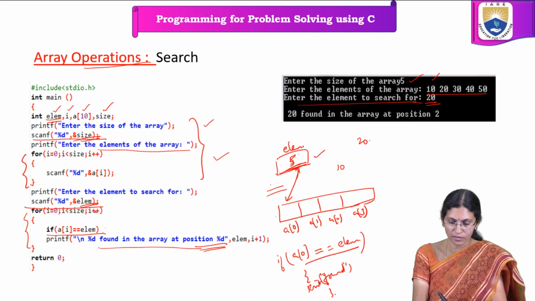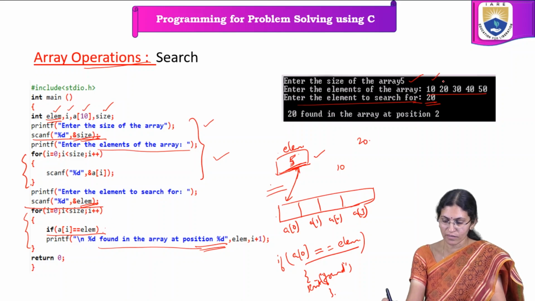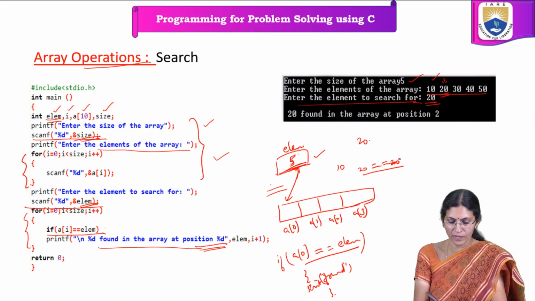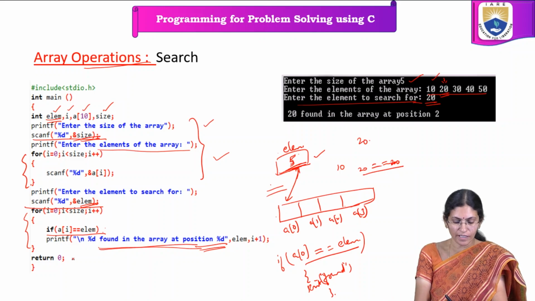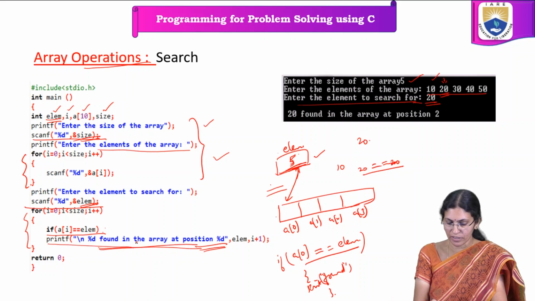Now the I value will be incremented, so the second element of the array will be accessed. The second element is 20. So 20 is equal to 20, so this condition is satisfied. Therefore this line will be printed. %d corresponds to the element, that is 20. So 20 is found in the array at position %d.